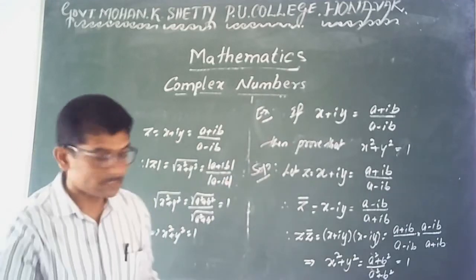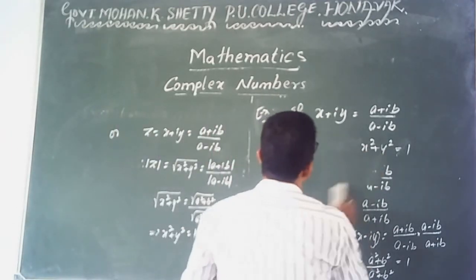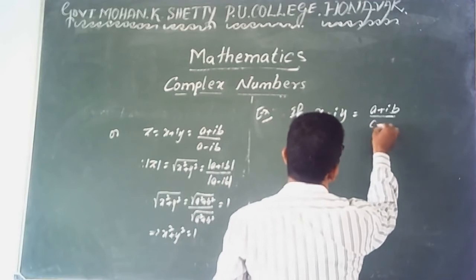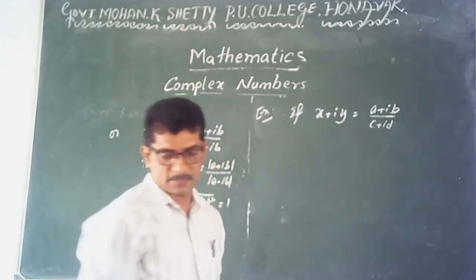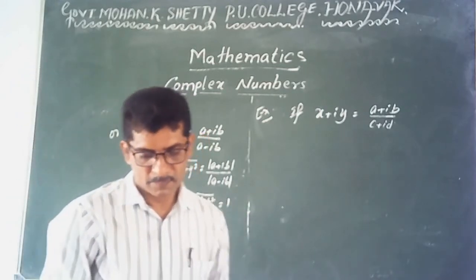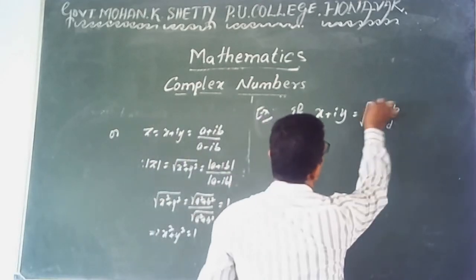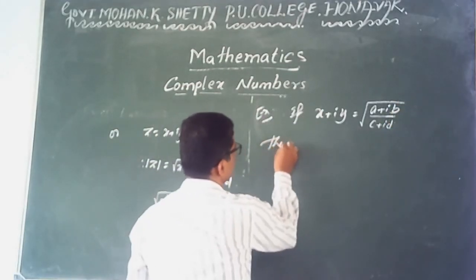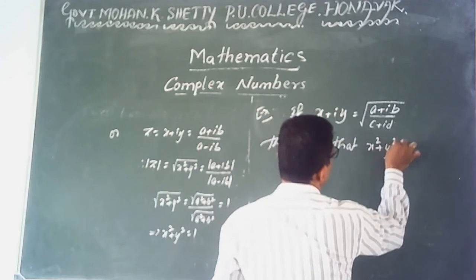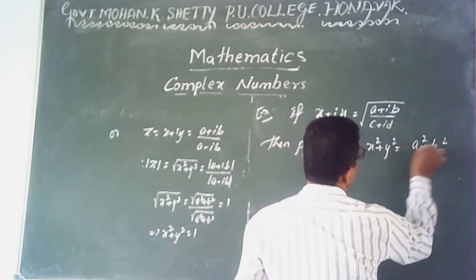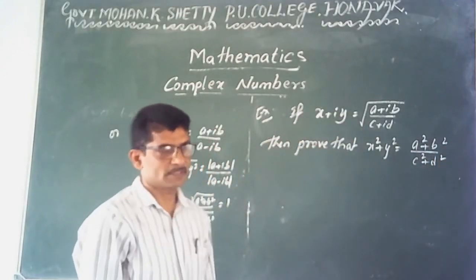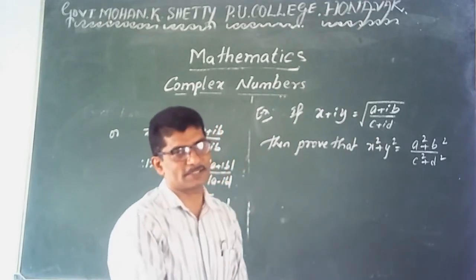Is it clear? A similar type of question was asked once: if x plus iy is equal to root of a plus ib divided by c plus id, then prove that x square plus y square is equal to a square plus b square divided by c square plus d square. Okay? These questions are also asked.